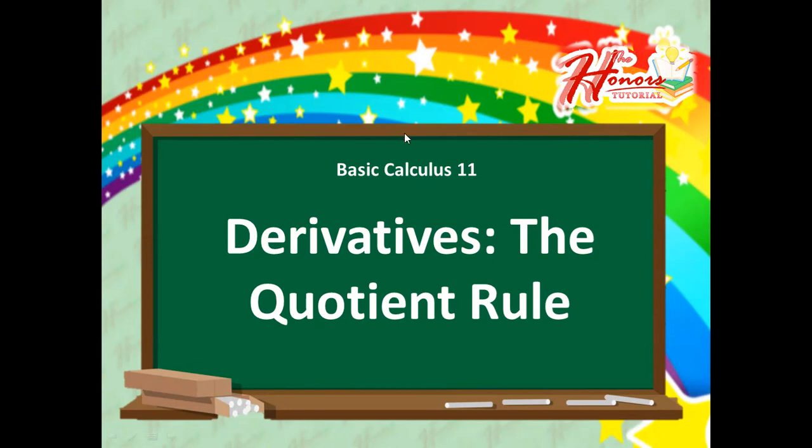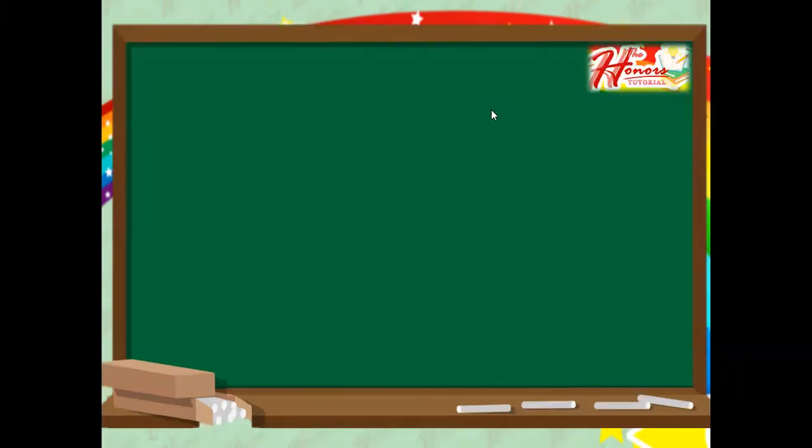Welcome to the last part of this topic, which is derivatives, the quotient rule. This is for basic calculus. So let's start. Our example now is example number 2, since this is the second part and the last part of this topic. For example 2, let's say that we have y equals 5 plus x over x raised to 6 minus 3. Okay, so let's have our solution here.